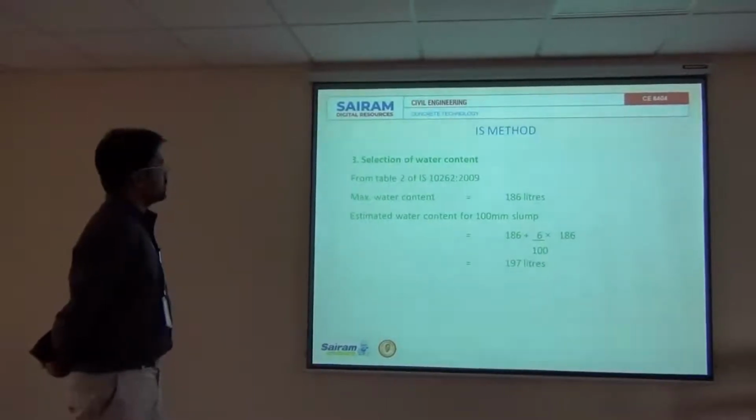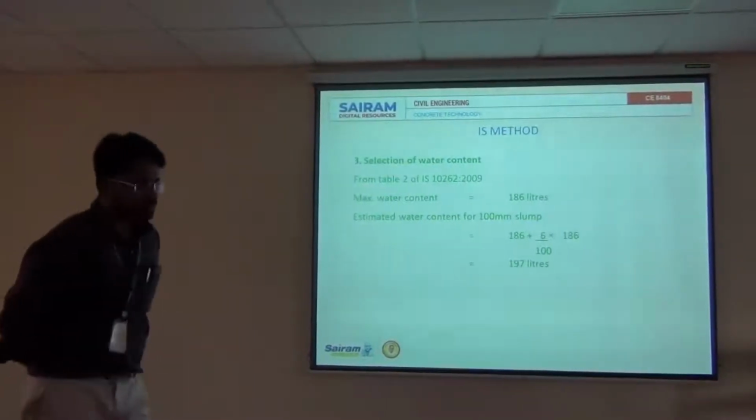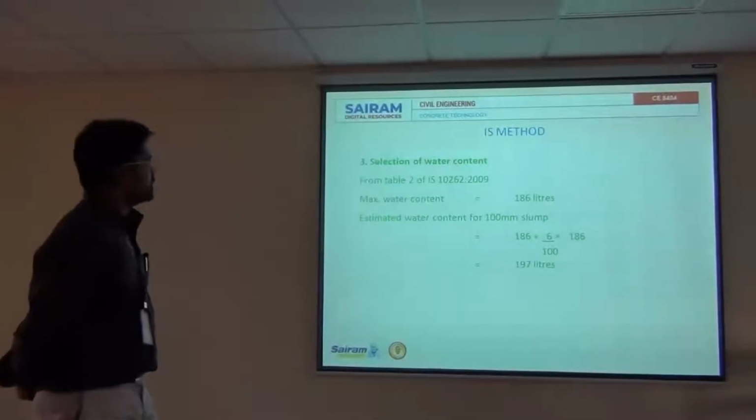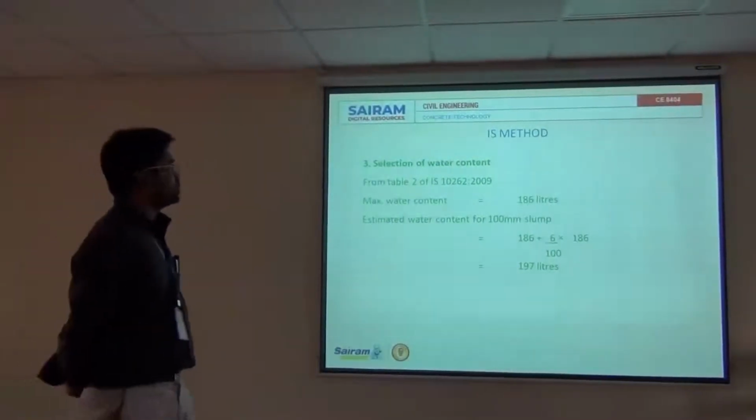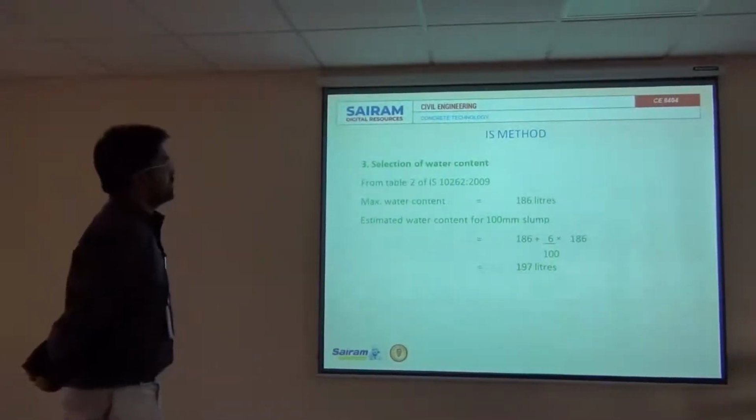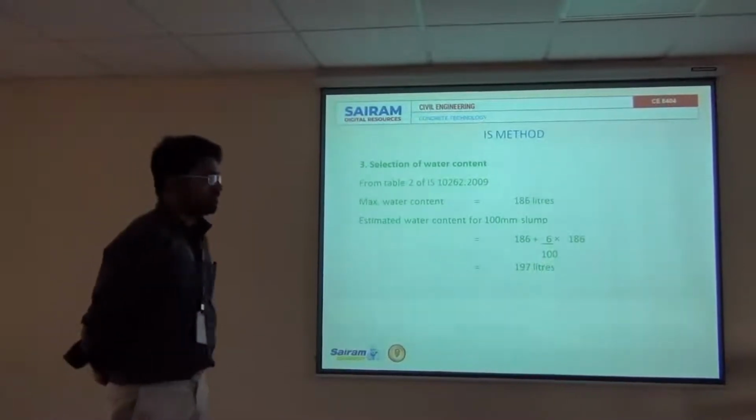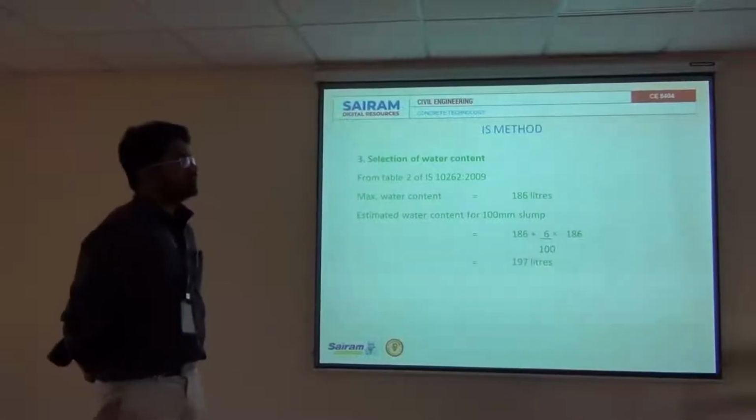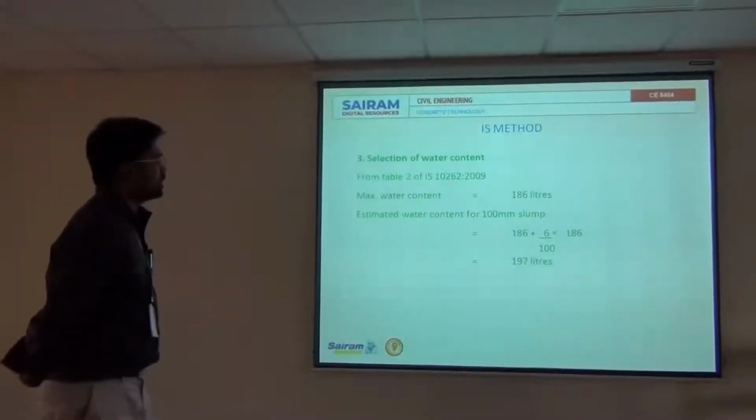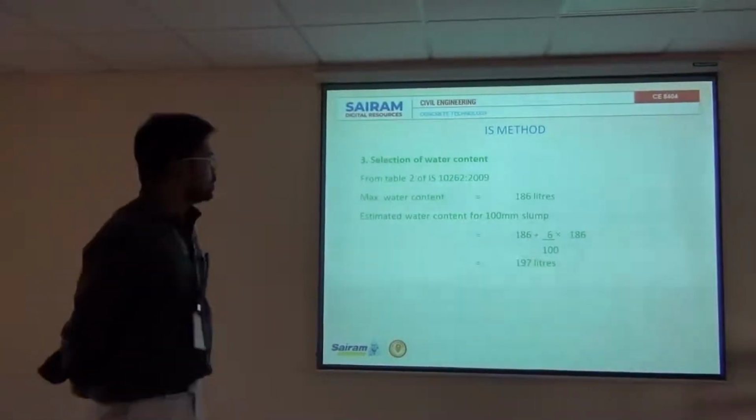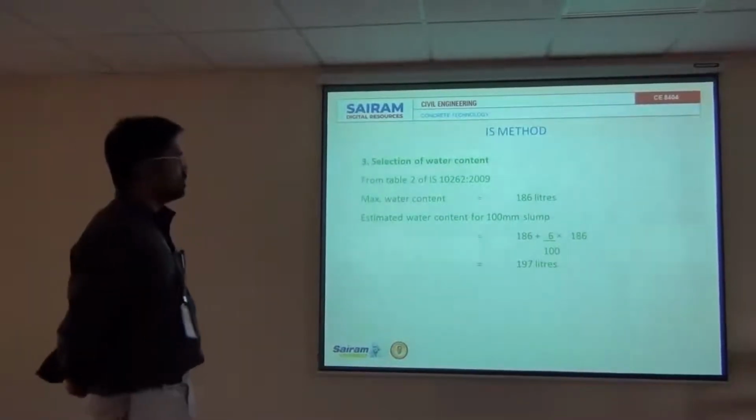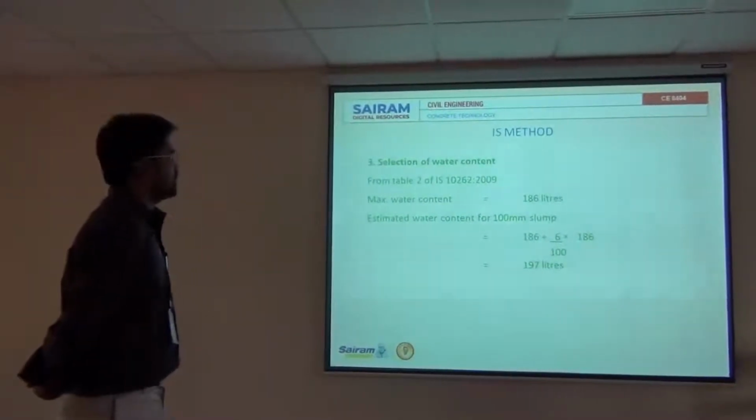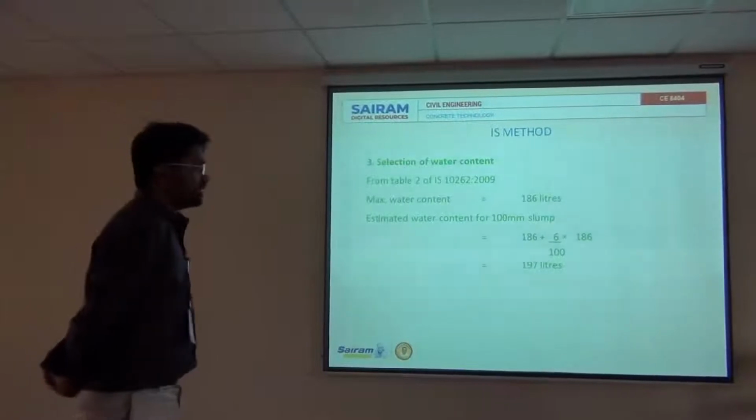For maximum size of aggregate, in that problem it is clearly stated as 20 mm. For 20 mm aggregate size, the maximum water content limit would be 186 liters. This is particularly for 50 mm slump. For 100 mm slump, the difference is 50 mm slump. For each 25 mm you have to increase the water content by 3%. So the difference here is 50 mm, so you have to use 6% of 186 liters as the increase. You will get 197 liters.